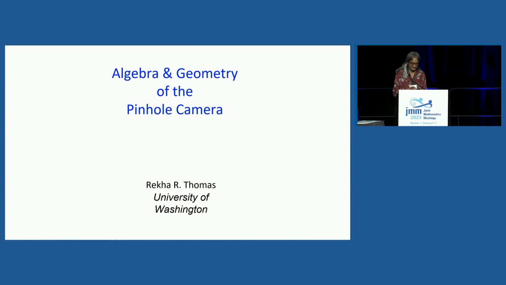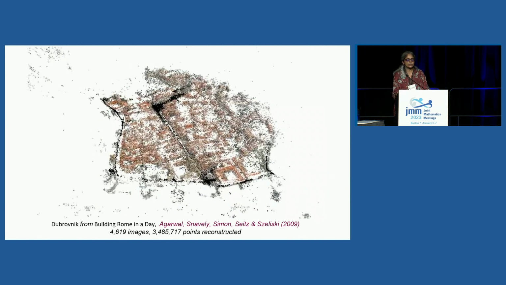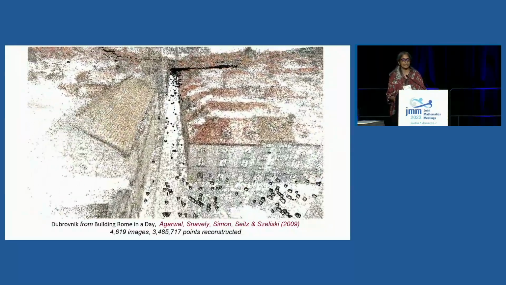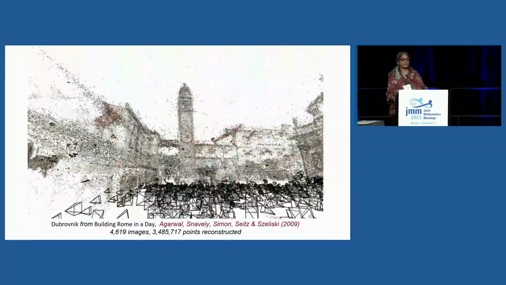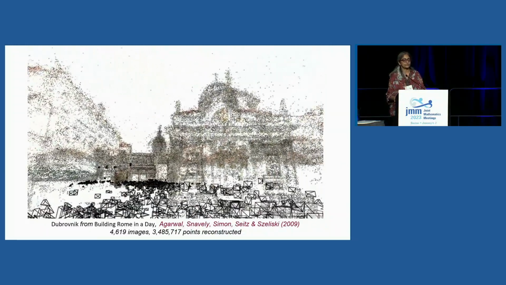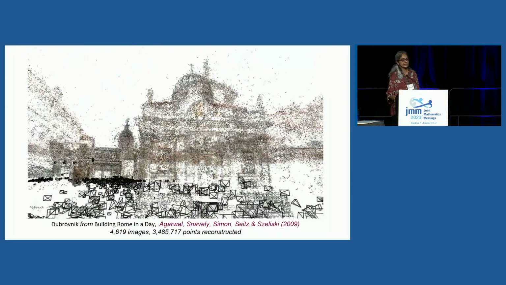How do you advance this thing? Okay, there we go. So let me start by showing you a movie of a reconstruction, just so you see what it looks like. So this is a reconstruction of the city of Dubrovnik that was done by downloading pictures of the city from Flickr. So there were 4,619 images, and these little tetrahedra you see are where the cameras are.